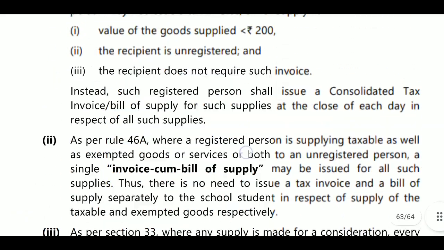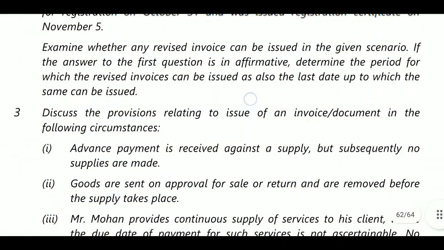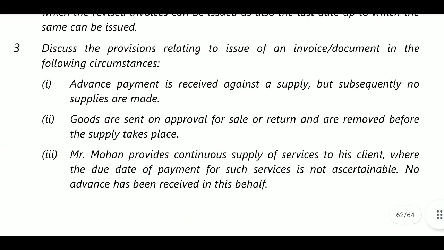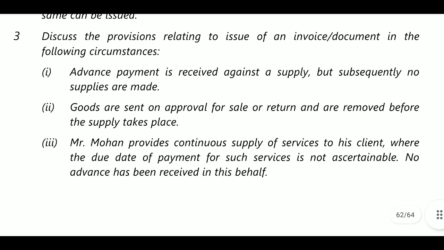Next, question number 3. What is there in question number 3? Discuss the provisions relating to issue of an invoice or document in the following circumstances. So, they have provided the following circumstances. For those circumstances, which invoice is required to be provided? We will see. Okay. First, advance payment is received against a supply, but subsequently no supplies are made.